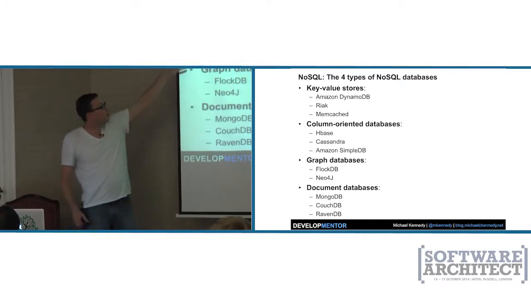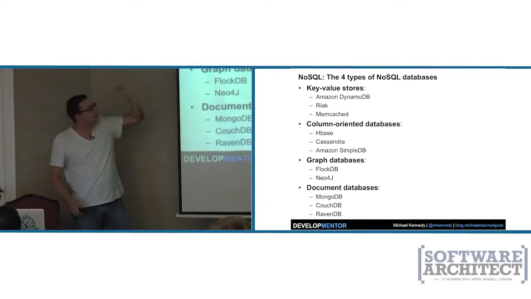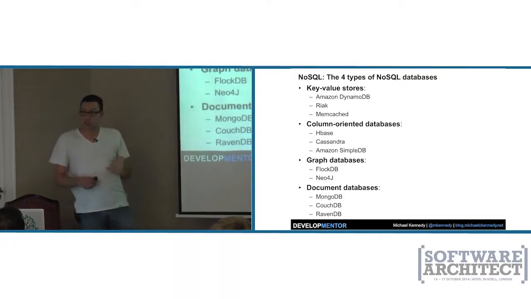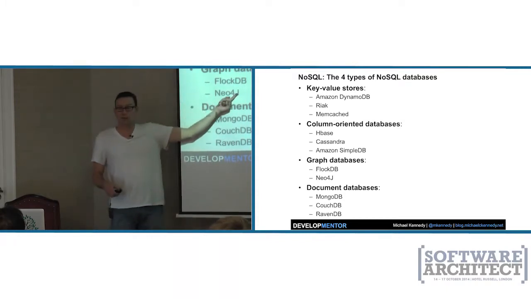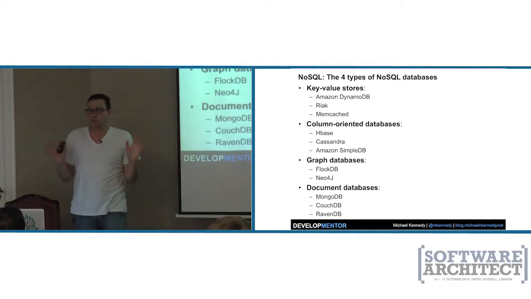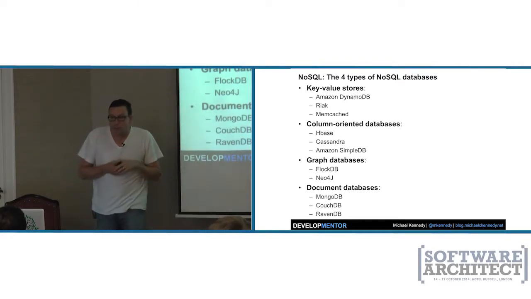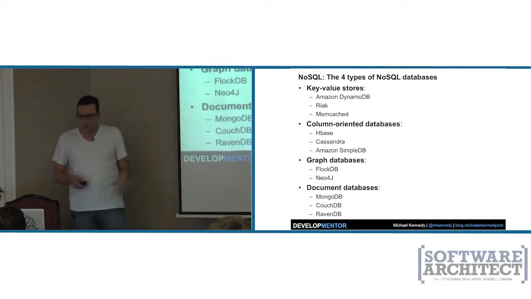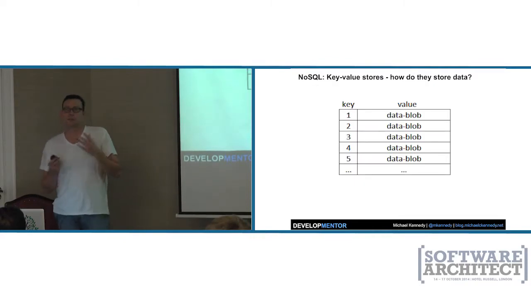We also have what are called column store databases, and that's Cassandra and some others. We have graph databases like Neo4j. The J stands for Java, but you can access it from .NET and all sorts of languages. And then we have the document databases: CouchDB, RavenDB, and MongoDB. We're going to talk about Mongo mostly. I'll show you why if you guys haven't seen that.